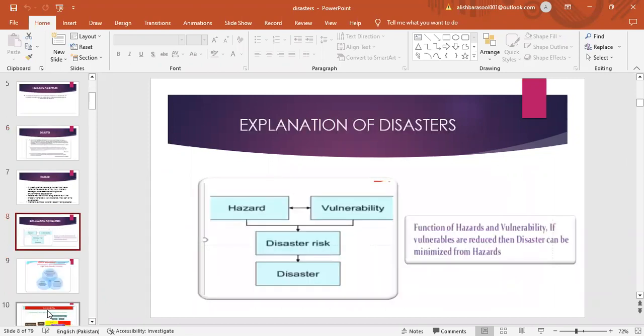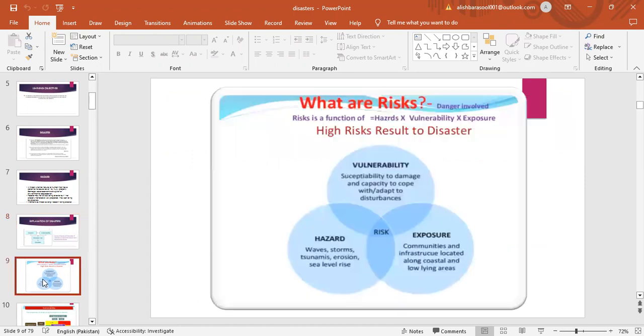Explanation of disaster, functions of hazards and vulnerability. If vulnerabilities are reduced, then disaster from hazards can be minimized. What are risks, dangers involved? Risk is a function of hazards times vulnerability times exposure. High risk results in disaster.